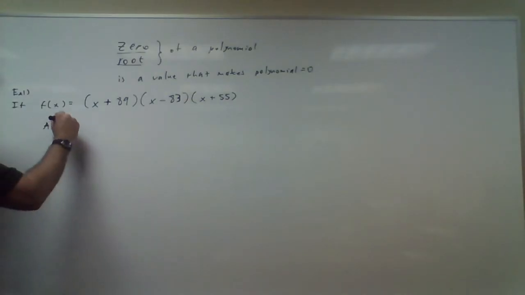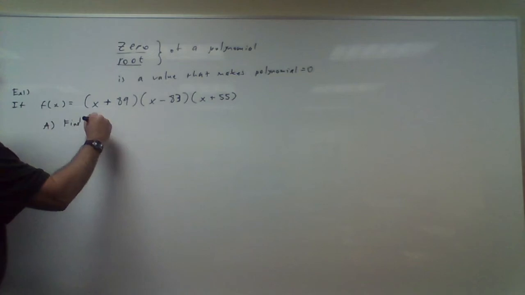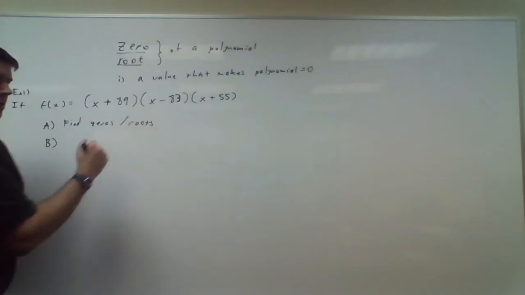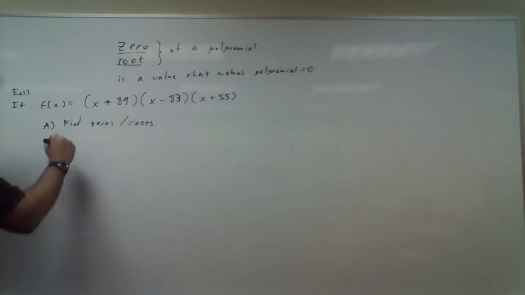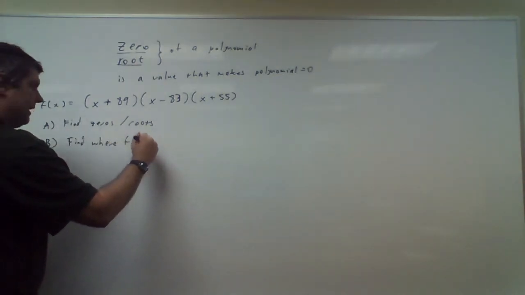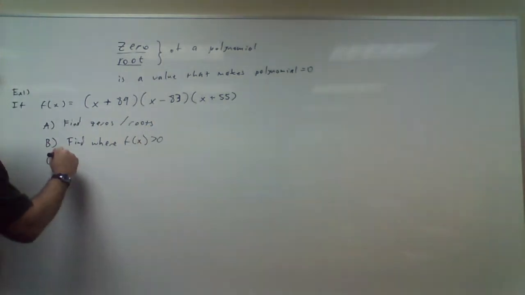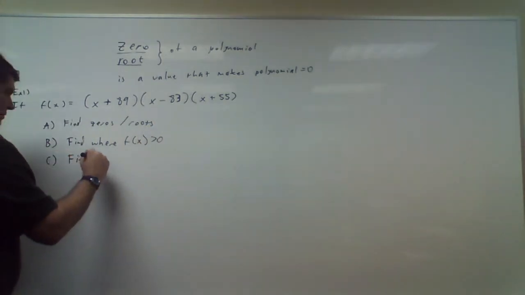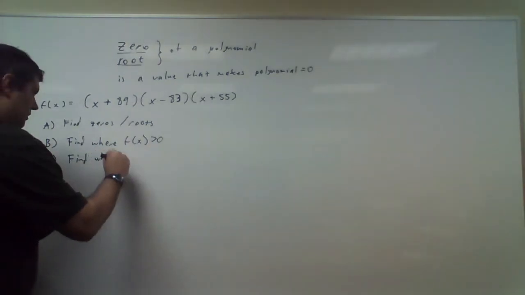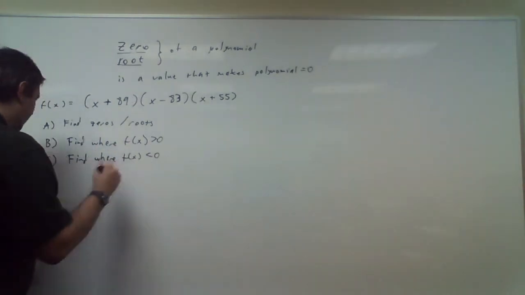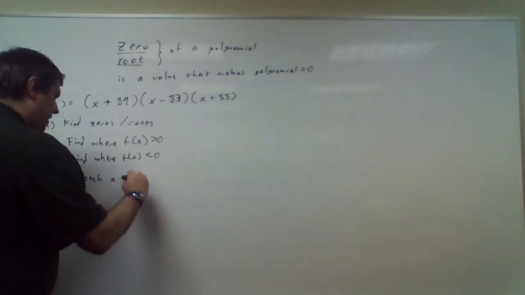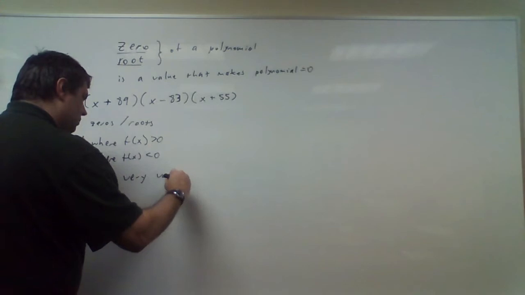A, find the zeros, or roots. B, find where f of x is greater than 0. C, find where f of x is less than 0. And D, sketch a very vague graph.